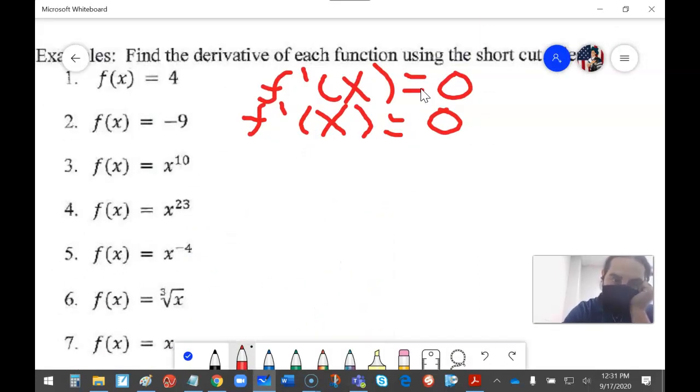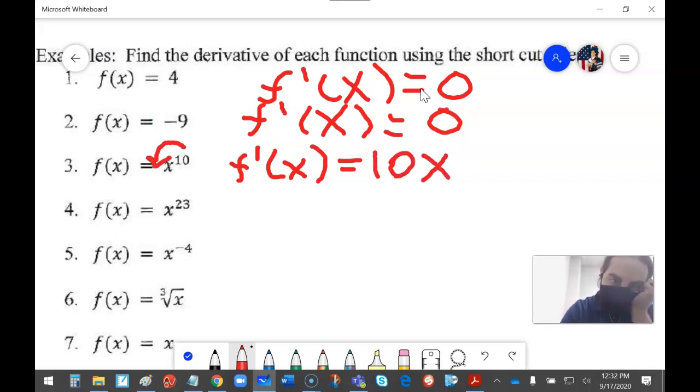So f of x equals x to the power of 10. So f prime x equals, so that power of 10, you're going to bring it down in front of the x, so it's going to be 10x. And then you just take 1 away from that power. So instead of 10, 10 minus 1 is 9. All right. And then same idea. Even with number 5, even if it's negative, I think you still do it the same way. The negative 4 is going to come out front. And when you subtract 1, you're going to get to the power of negative 5.